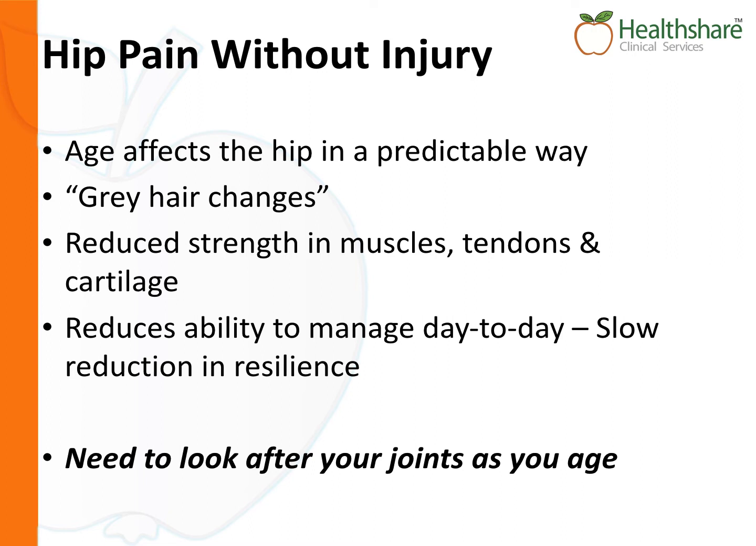So when we look at hip pain without injury, so you've not had trauma or an accident, we're looking at finding those grey hairs and wrinkles. So age can affect the hip in a predictable way. And what you find is you get reduced strength in the muscles, tendons and cartilage. Again, with any arthritic joint, we're then looking at a reduction in your ability to manage your normal day-to-day activities. So you get that slow reduction in resilience.